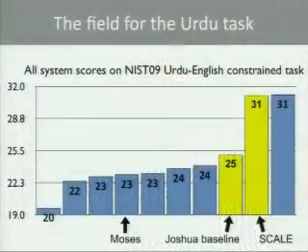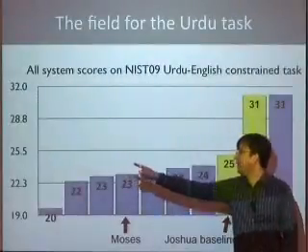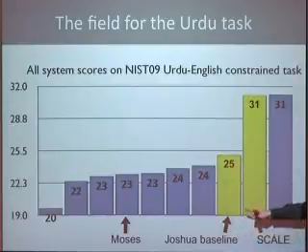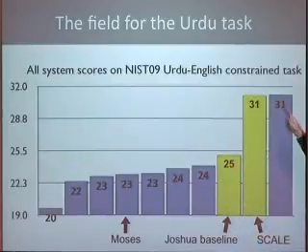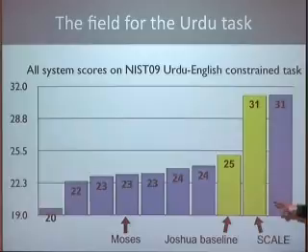And you can see the field here for all of the systems that were submitted to NIST is really striking. We've got this long mid-range here of people in the low mid-20s, and you can see our baseline system was actually pretty competitive. And then suddenly we have this big jump, right? And so this was our final system, and this was the ISI syntactic system.